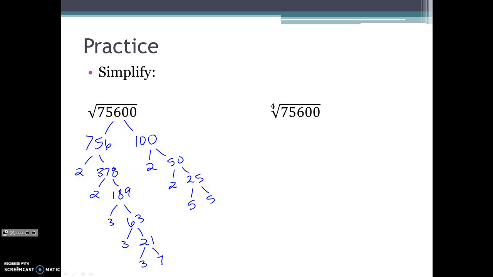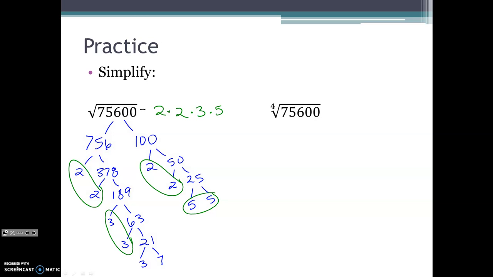So this first one, I have a square root. Square root means I'm looking for groups of 2. So I see a pair of 2's. That's on the outside. I see another pair of 2's. That's on the outside. I see a pair of 3's. That's on the outside. I see a pair of 5's. That's on the outside. So all of those pairs were able to escape that mean old radical troll.